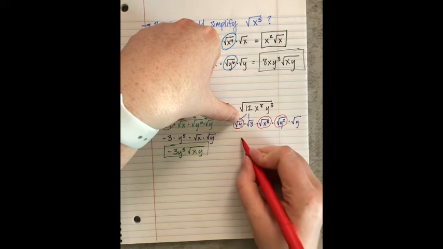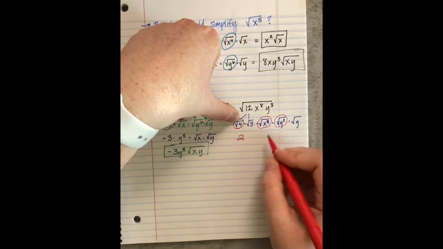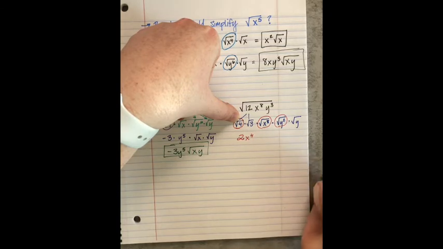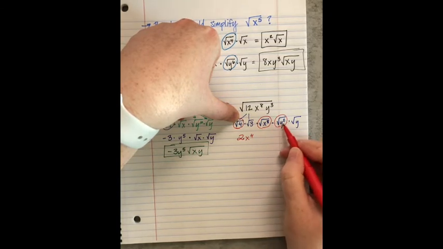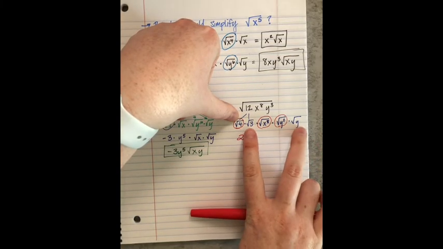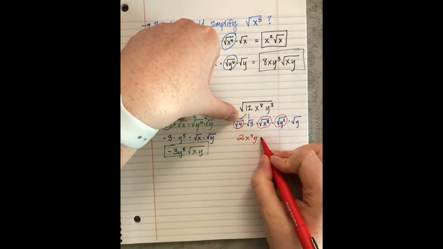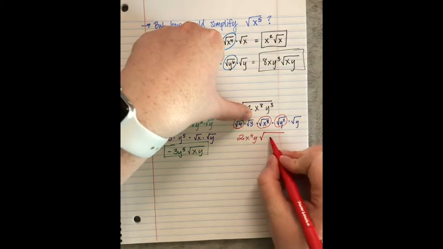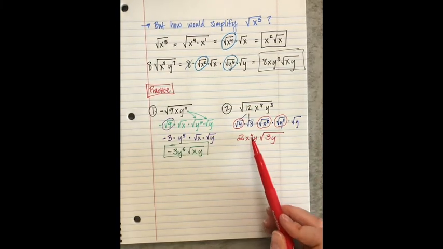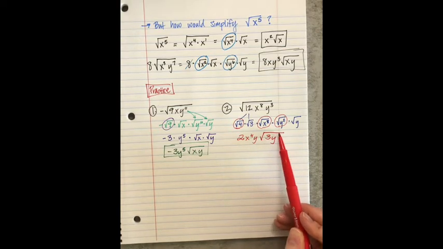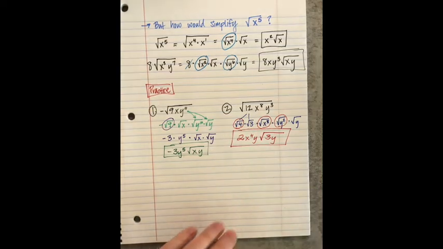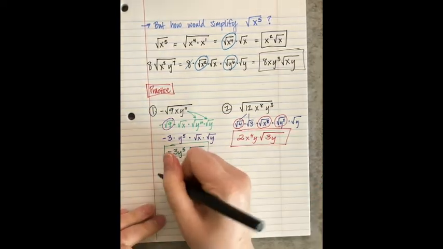The square root of 4 is 2. The square root of x to the 8th is x to the 4th. The square root of y squared is just y. And then these things that can't be simplified further, they get put together under the radical, 3y. Final answer, 2x to the 4th y times the square root of 3y. 2 more problems.